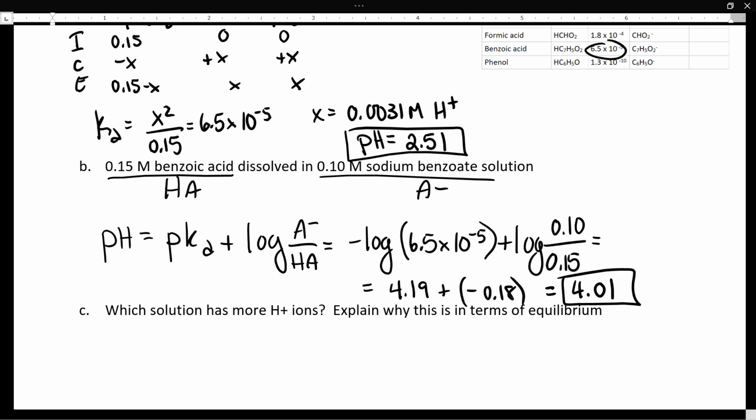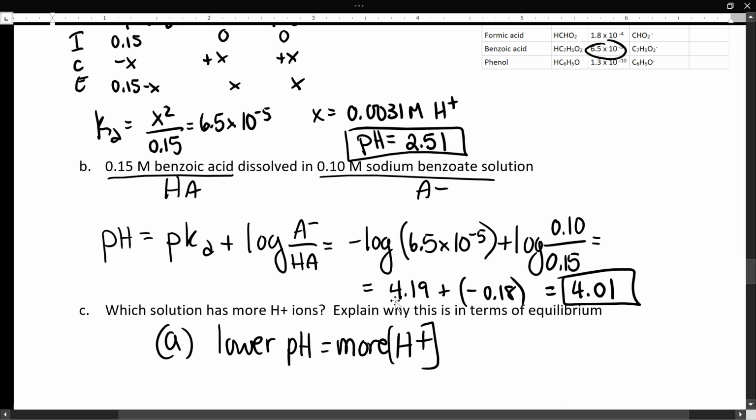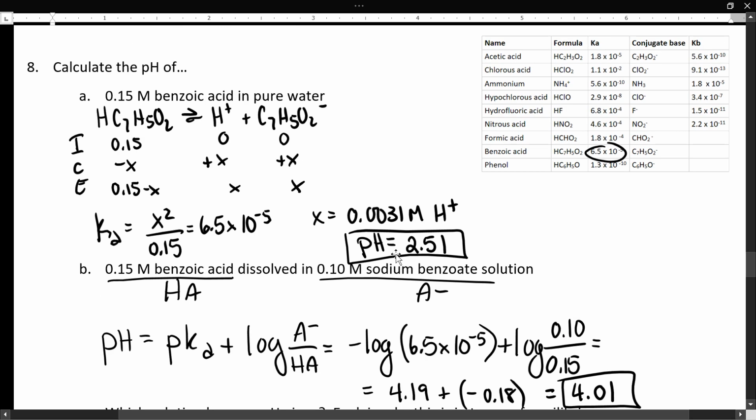So which solution has more H plus ions? Solution A has more H plus ions, and one way you can justify that is because it has a lower pH. So lower pH means it has more H plus ions. But it says explain why this is in terms of equilibrium. So let's go back and look at this equilibrium system. So this right here just shows benzoic acid dissociating in pure water. Okay, and it makes this many hydrogen ions, so it has a relatively low pH.